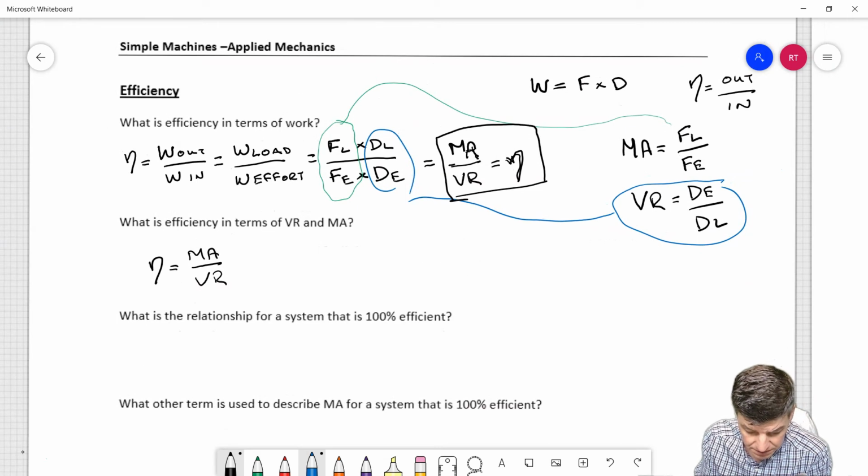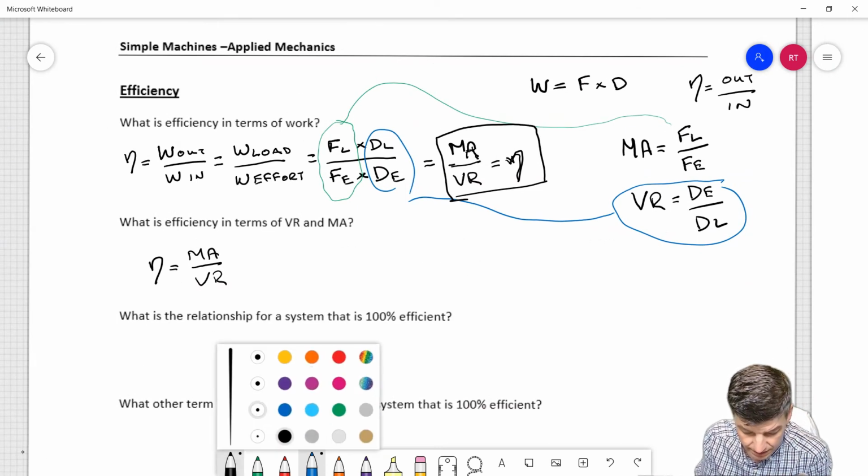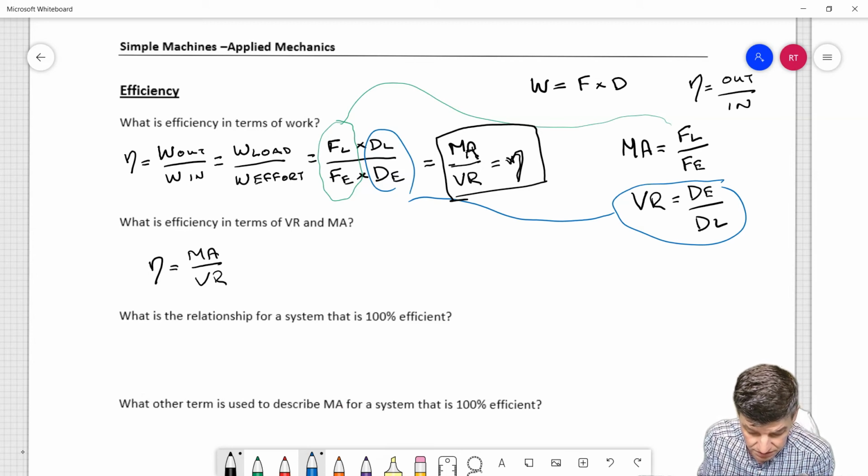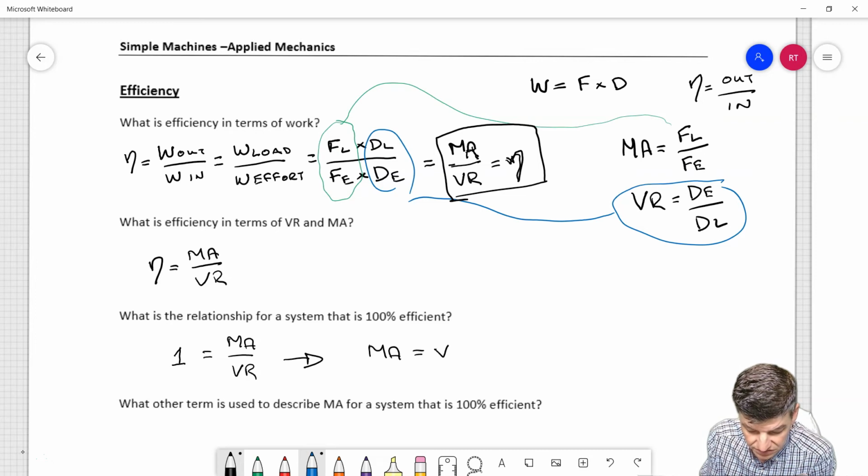A system that is 100% efficient is going to have a case where our efficiency is 100%, or as a decimal, 1, is going to be equal to MA upon VR. And in this case, MA is equal to VR if we have a 100% efficient machine. If we don't have a 100% efficient machine, then we have differences between MA and VR. And MA is always going to be less than VR.